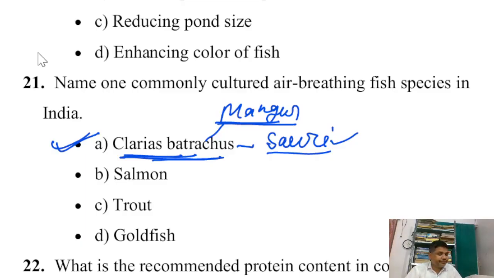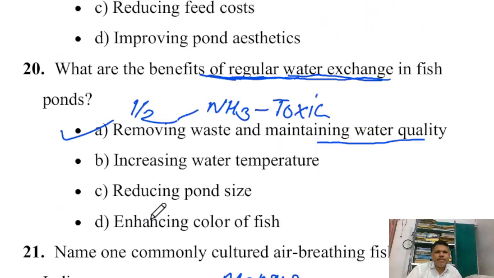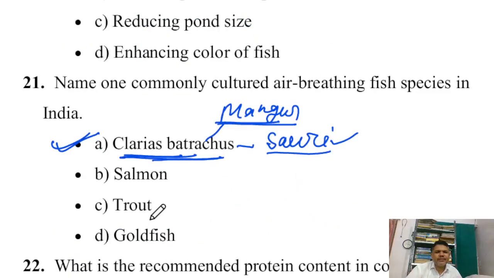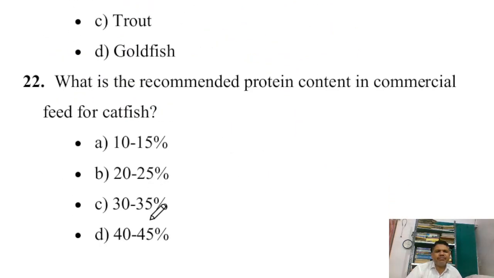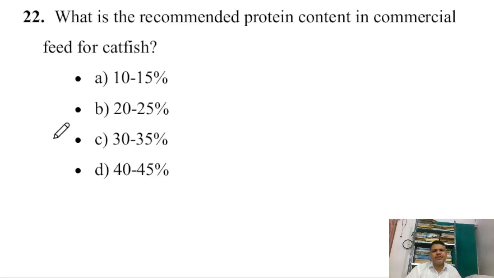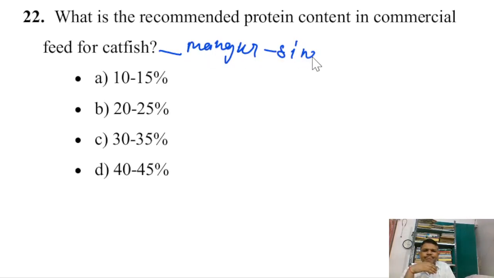Next question, 21. What is the recommended protein content in commercial feed for catfish? Catfish include magur and singhi. These are the catfishes, and these are famous fish for their rapid growth.